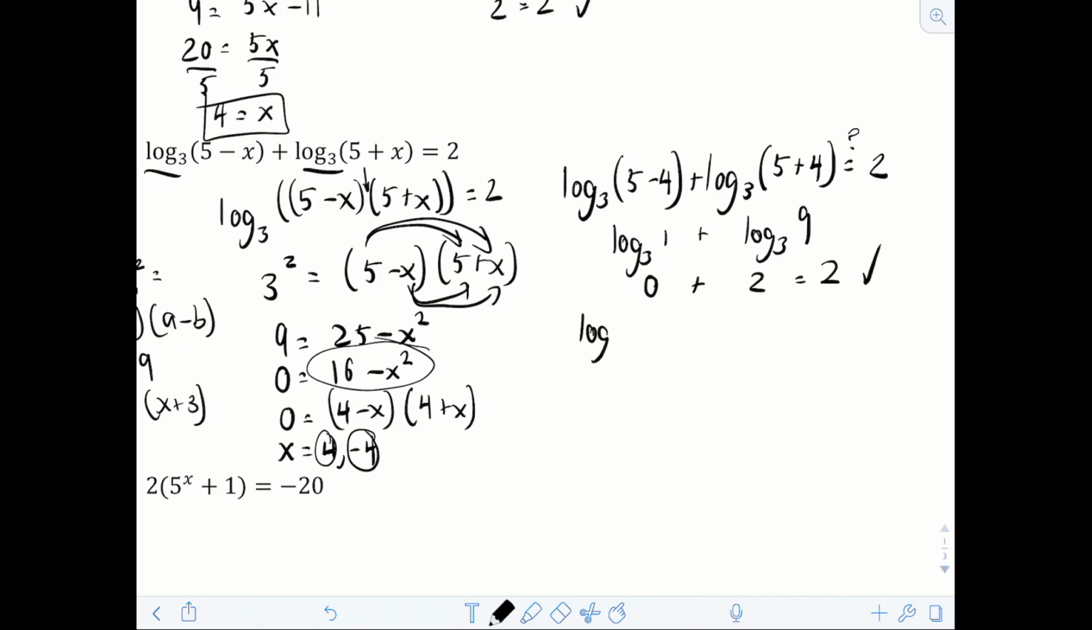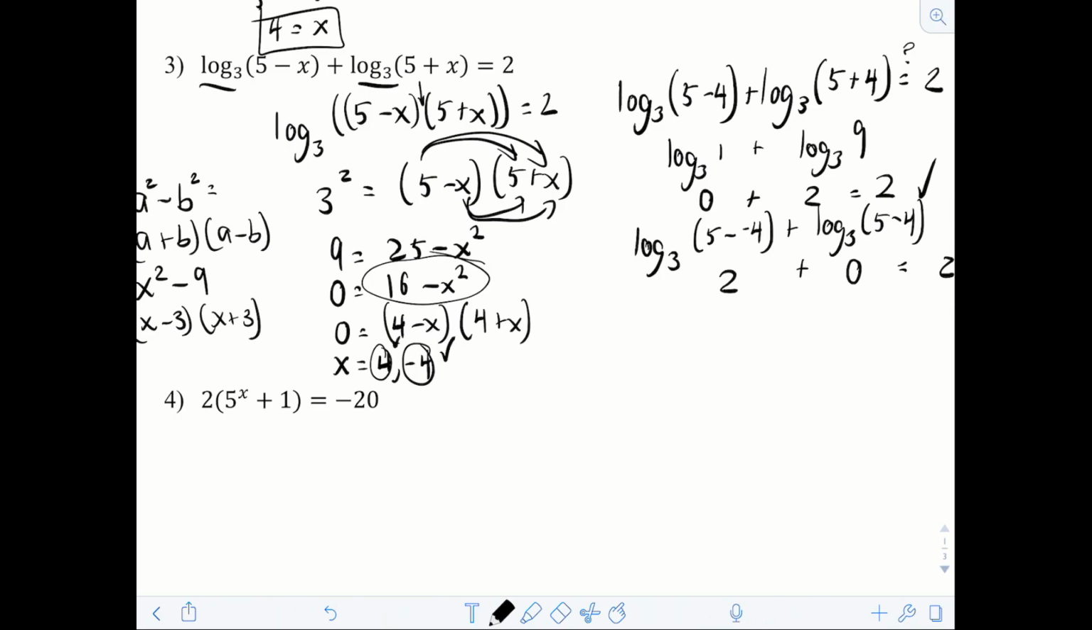Okay, so log base 3 of 5 minus negative 4, and then plus log base 3 of 5 minus 4. That actually gives me the same thing. I'm going to get 0 here, I'm going to get 2 here, so that's going to be equal to 2. So that one checks out as well, so both of them are good to go.